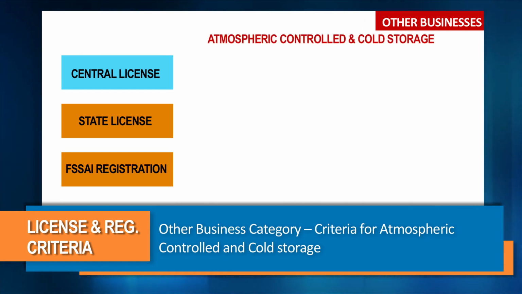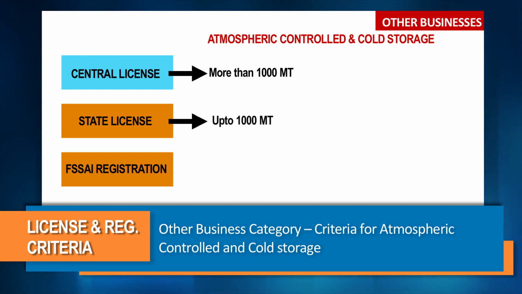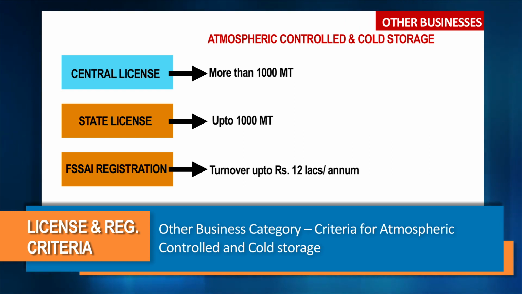Atmospheric controlled and cold storage with capacity of more than 1,000 metric tons falls under central license. With capacity up to 1,000 metric tons falls under state license, and with turnover up to rupees 12 lakhs per annum falls under registration category.